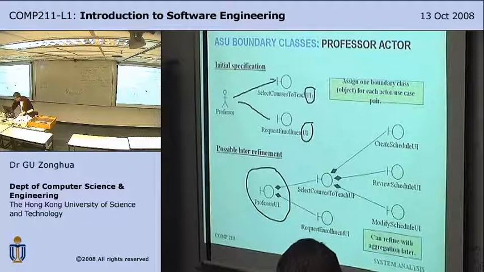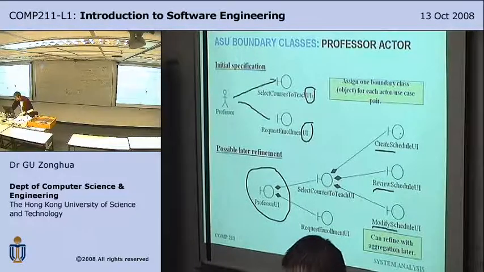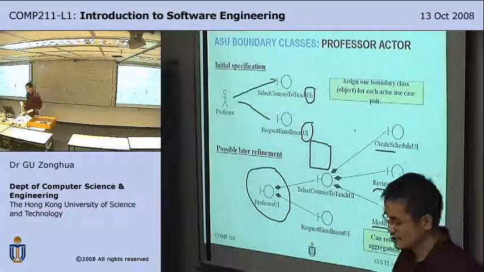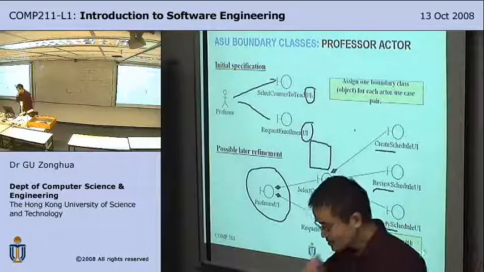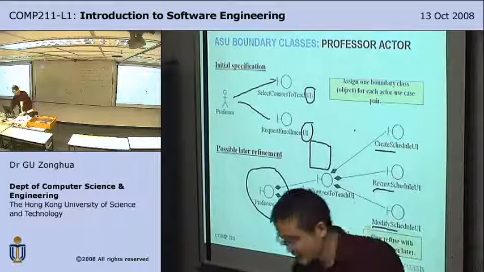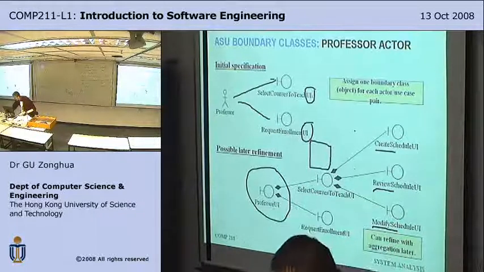So select courses to teach can be refined into create schedule, review schedule, and modify schedule. And then perhaps each one is a different dialog box. Perhaps from this dialog box, you click a button, make a selection, and pop up one of these three, depending on the action selected by the user. So that's for later refinement. Right now, we're just doing conceptual design.